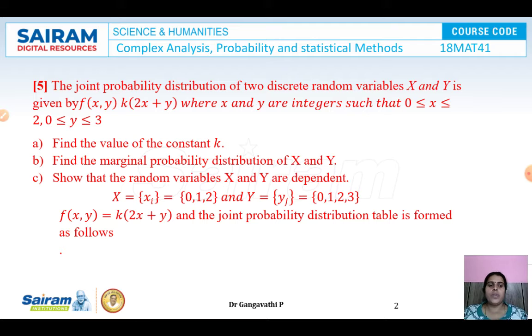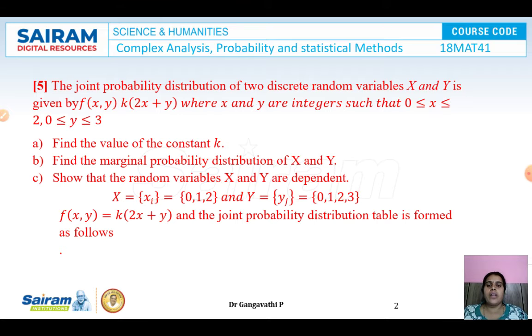Let us see the fifth problem. The joint probability distribution of two discrete random variables x and y is given by f of x, y equals k into (2x plus y), where x and y are integers such that x varies between 0 to 2 and y varies between 0 to 3. If this is the case, find the value of the constant k, find the marginal probability distribution of x and y, show that the random variables x and y are dependent.